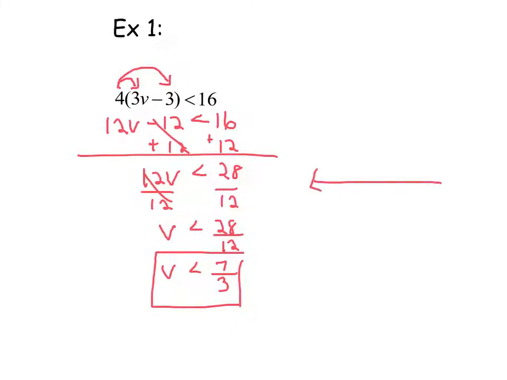And if we graph that, we would put 7 over 3, and you determine what kind of a circle. So it's an open circle, and then because v is less than, that means you graph it to the left, less than 7/3. Okay, let's do a couple more.